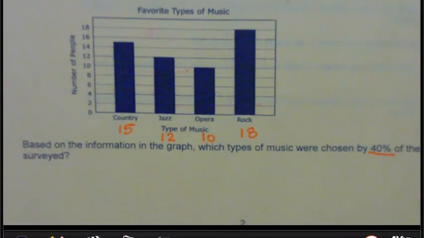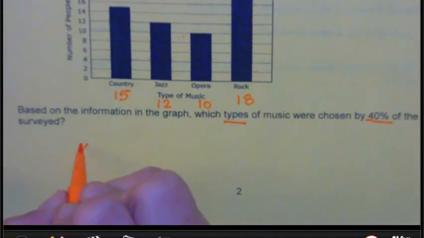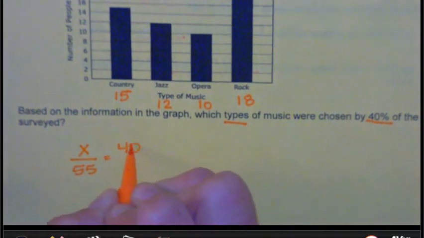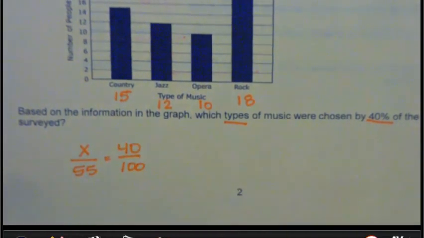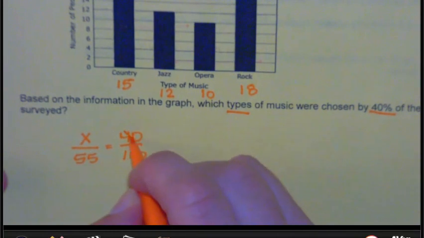Okay. I want to know 40% of the people chose what type of music. Now, it's telling me which types, meaning more than one. So if we surveyed 55 people total, what is 40% of 55? All right, so I know that 100 can't go into 55, but I can simplify this down. So let's go ahead and simplify.